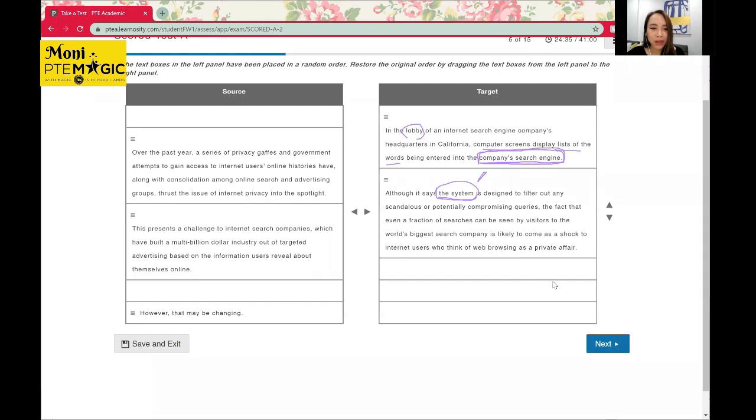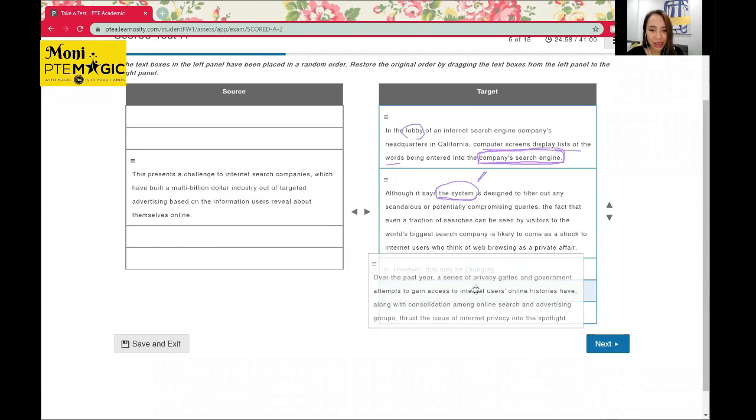So next one, all the past series. Okay, here they already bring it into spotlight. Okay, so must be this one here. However, that may be changing. Why? Why is it changing?